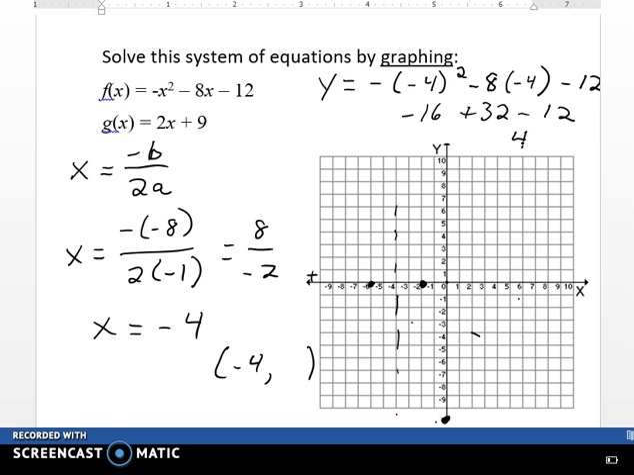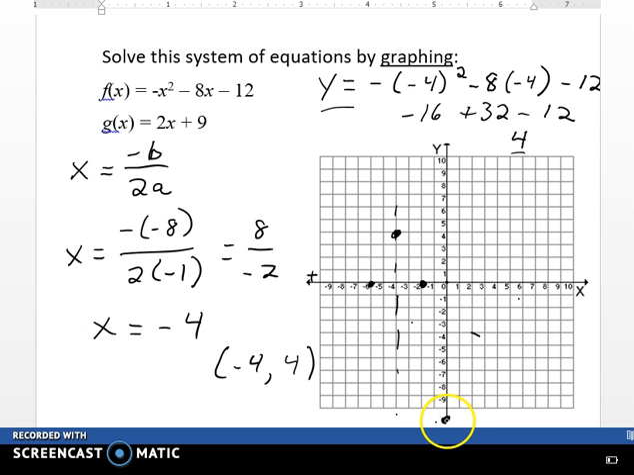So what did I just figure out? I just figured out that my y equals 4 when x equals -4. So -4, 4 is my vertex. All right, and so that's pretty much enough information to graph my parabola.